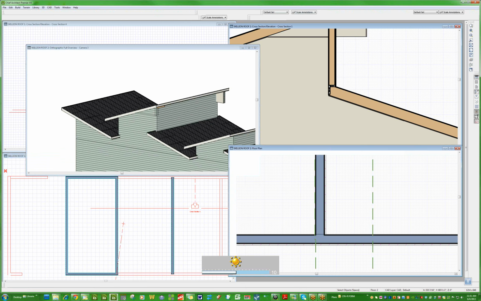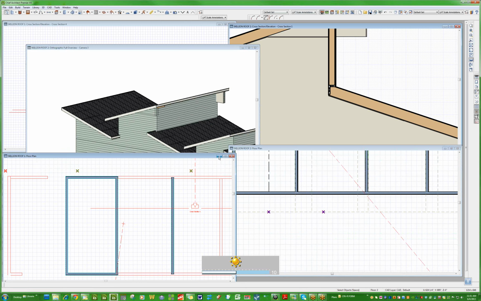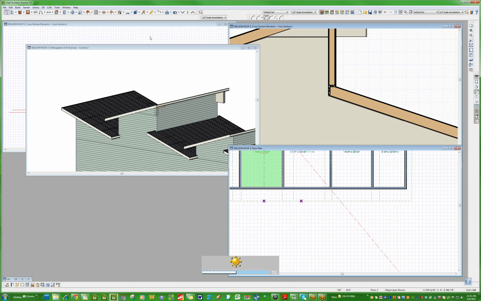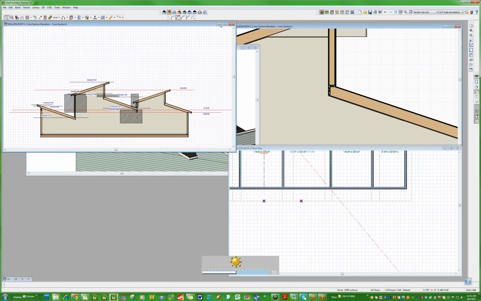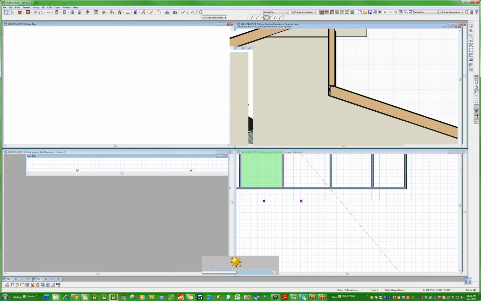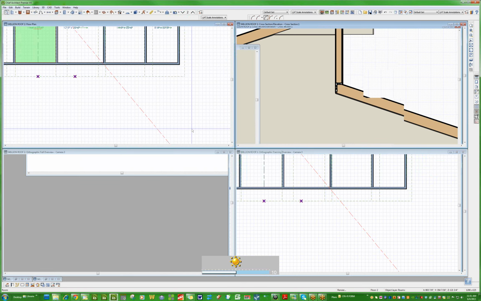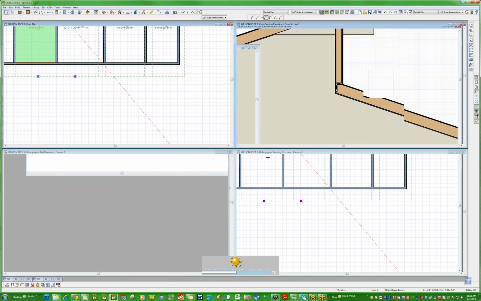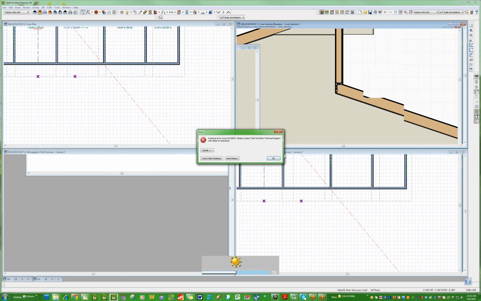Oh, I'm looking at the wrong plan. Sorry, I was looking at the wrong number. Get rid of this. Here. Get rid of this for a second. F6. Get rid of this.